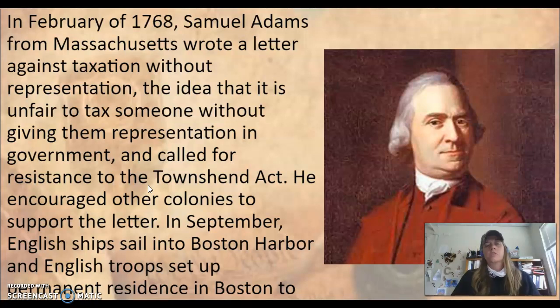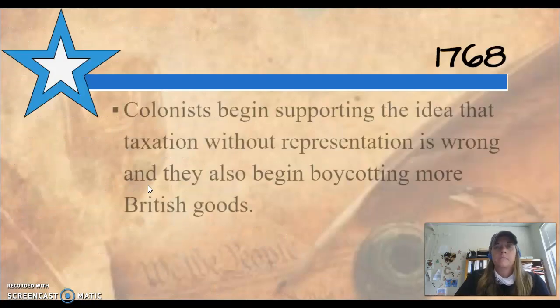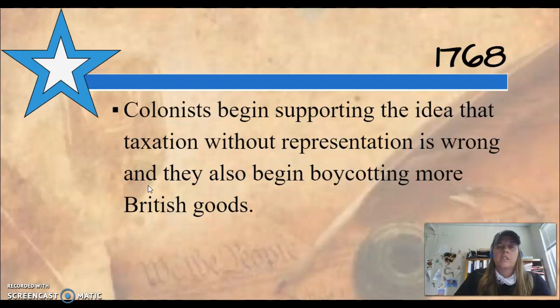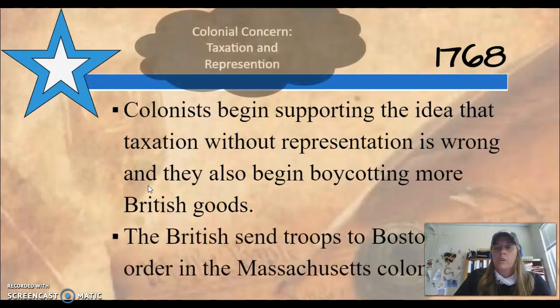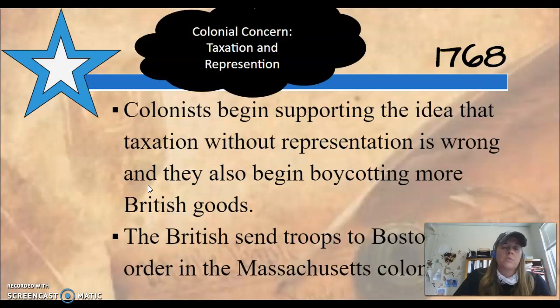In September, English ships sailed into the Boston harbor, and English troops set up permanent residence in Boston to keep order. So they pretty much closed down and took control of Boston. So they begin supporting the idea of taxation without representation, and they begin boycotting more goods. In response, the British send troops in and try to keep order. So once again, taxation, representation, your big items.